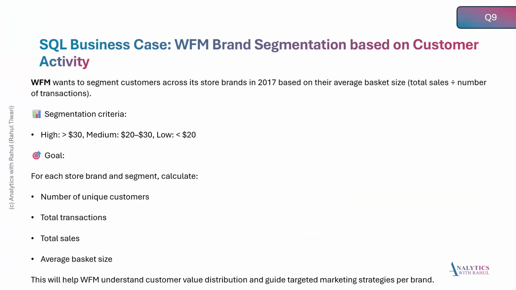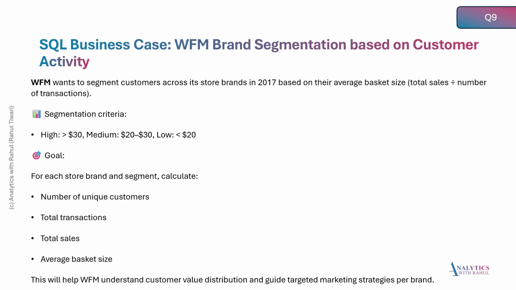So if I go back to the problem, WFM wants to segment customers across its store brands in 2017 based on their average basket size, that is total sales by number of transactions. Segmentation criteria will be if the basket size is 30 and above, or I can say above 30, it's high. Between 20 and 30, both inclusive, it's medium, and less than 20 is gonna be low. For each store brand and segment, calculate the number of unique customers, total transactions, total sales, and average basket size. This will help WFM understand customer value distribution and guide targeted marketing strategies per brand, right?